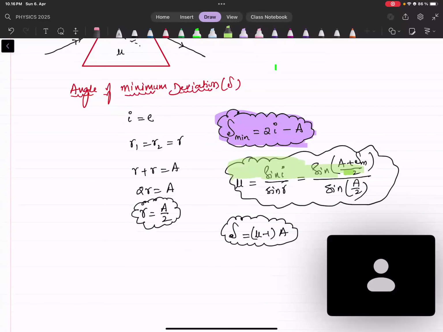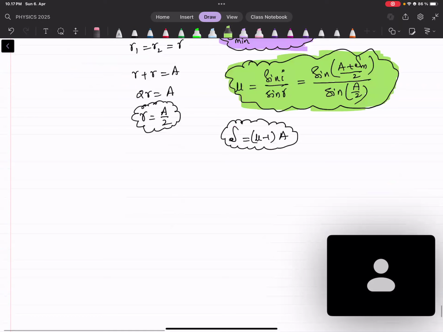Mu, the refractive index of your prism, is equal to sine of (A plus D) divided by 2, divided by sine of A by 2. This is also called the prism formula, which you might have even studied, as it is an important question for your board exams. Clear?